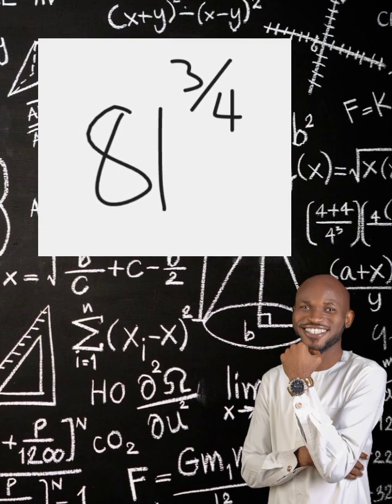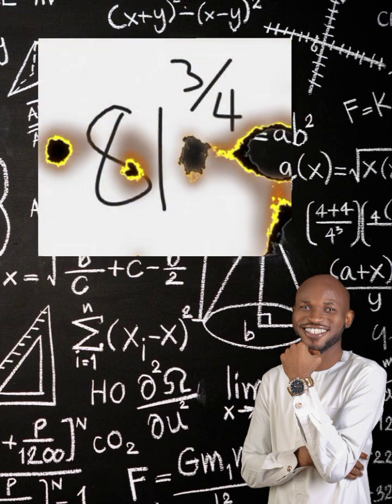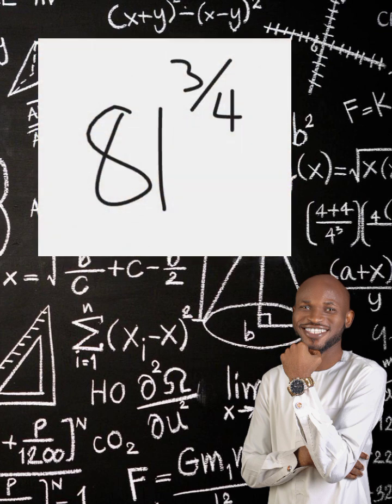Evaluate 81 raised to the power of 3 over 4. Now take note, 81 is the base here and 3 over 4 is your power. Now check that fraction. That is our power in this equation.